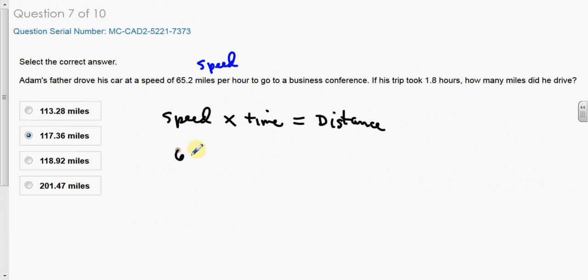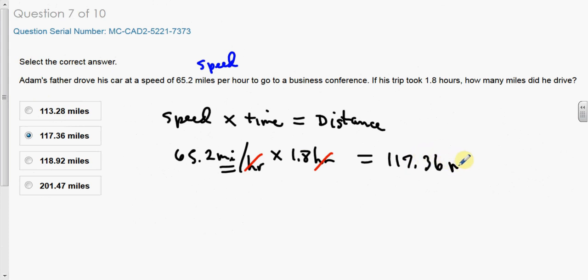So the speed here is 65.2 miles per hour, and that's times the time, which is 1.8 hours. You see how the hours will cancel out? Something divided by something is the same unit, that is. And so we just multiply 65.2 times 1.8, and we're left with something in miles. And on your calculator, you get 117.36 miles.